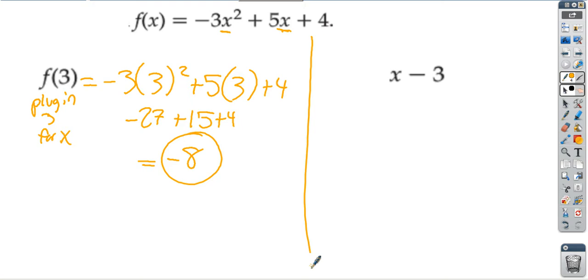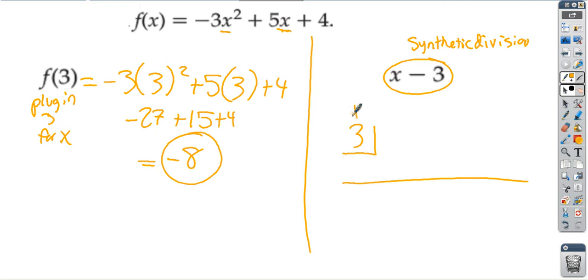On the other side, we want to now divide f of x by this right here, and we'll use synthetic division. And one thing I want to point out, think about dividing by x minus 3, think about what would make that expression equal to 0. And the answer is 3. So that's how we start our synthetic division. This right here represents x minus 3. It's positive 3 instead of negative 3 because positive 3 is what makes that 0.